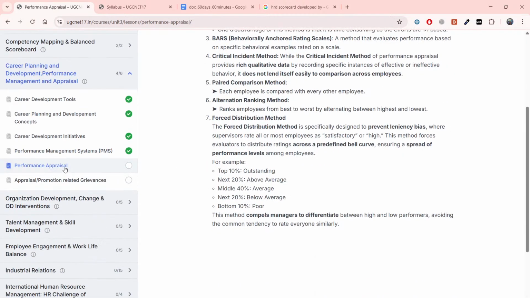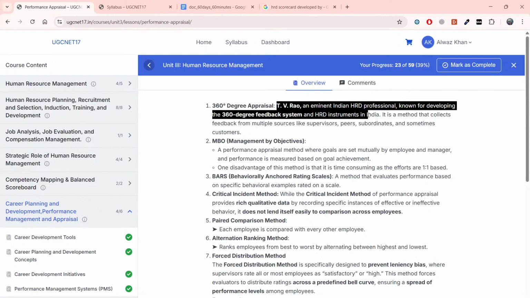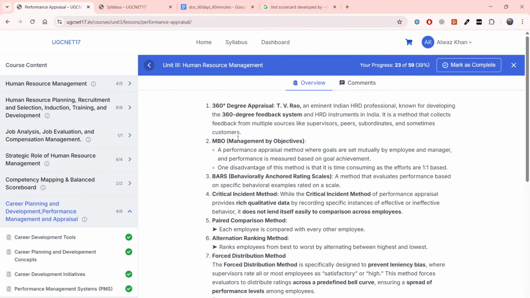Performance management we have studied, now performance appraisal, which is linked to growth. 360 degree appraisal, T.V. Rao. T.V. Rao, an eminent HRD professional known for developing 360-degree feedback and HRD instruments in India. It is a method that collects feedback from multiple sources like supervisors, peers, subordinates, and sometimes customers.